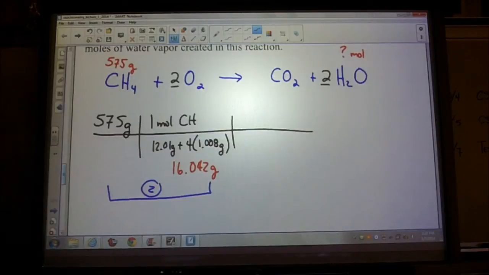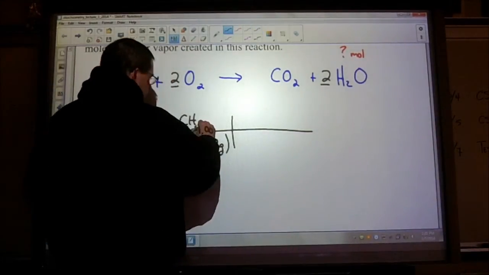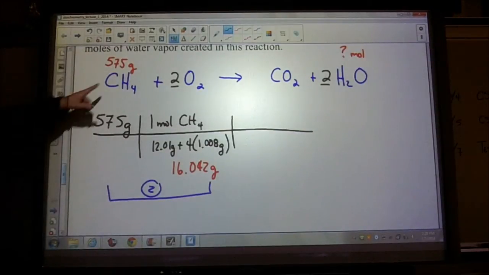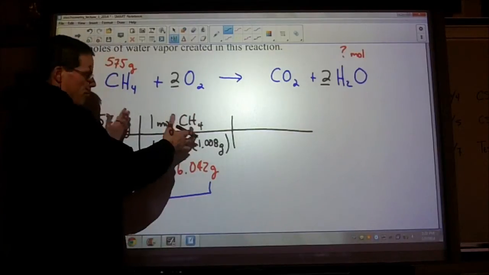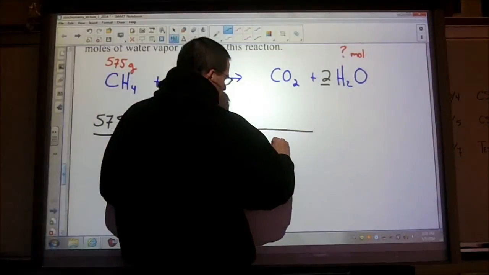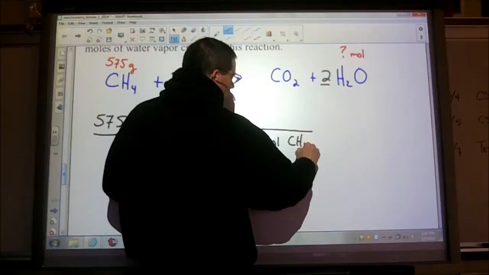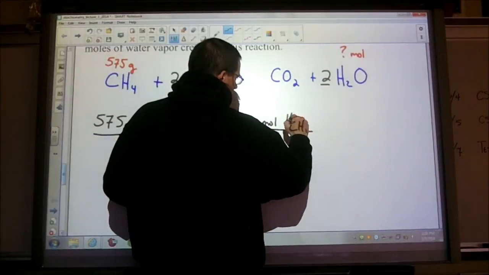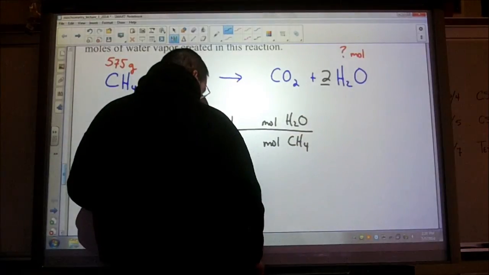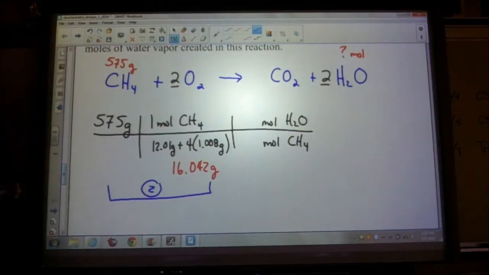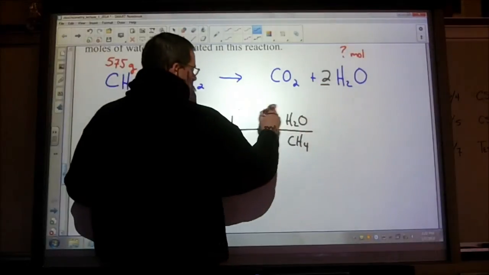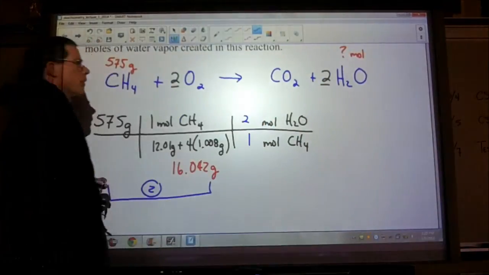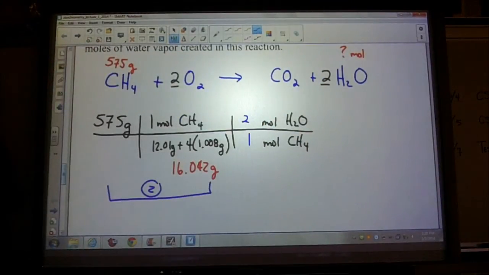The second top one, what's the 1 mole? It'd be CH4 because that's what was given. So we want to get rid of the unit that we started with. We're going to get rid of moles of CH4, and what are we looking for? Moles of H2O, moles of water. What numbers are we going to put in front of those? 2 and 1, from the balanced equation, a 2 here and a 1 there. And what's the question asking us to do?